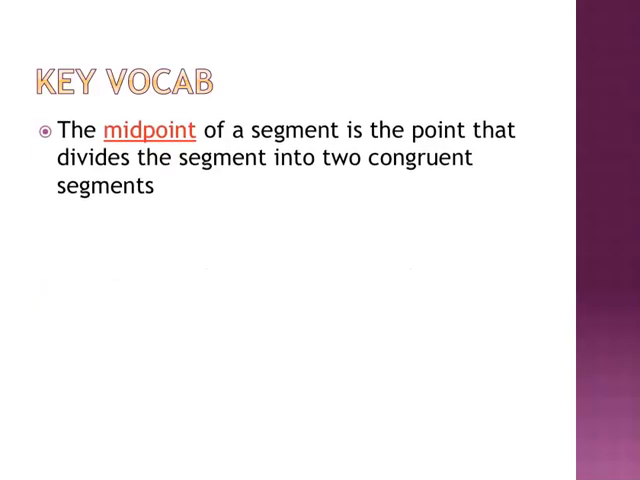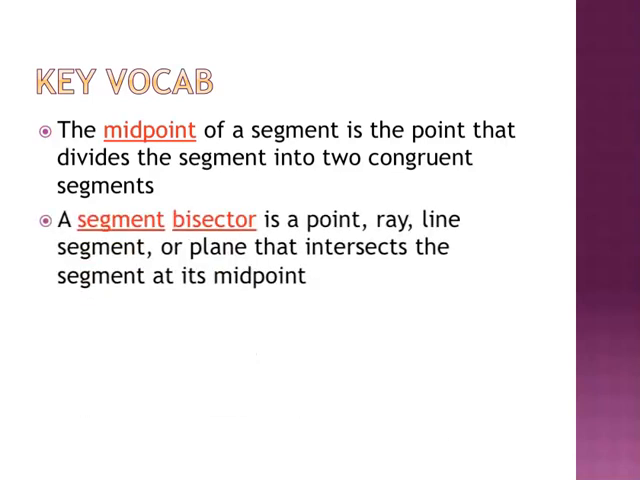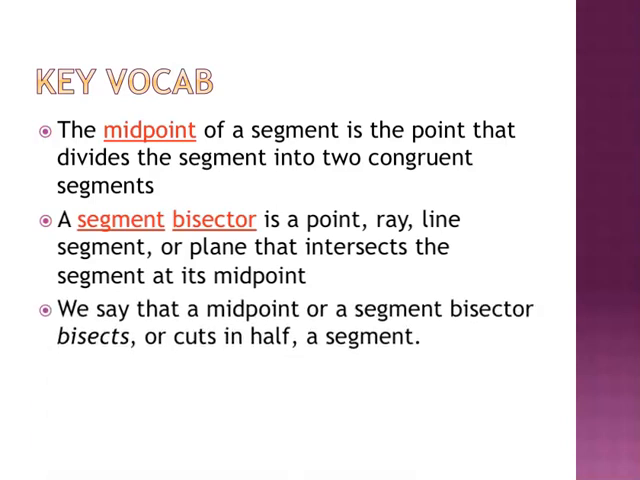So the midpoint of a segment is the point that divides the segment into two congruent segments. A segment bisector is a point, a ray, a line segment, or a plane that intersects the segment at its midpoint. So we would say that a midpoint or a segment bisector bisects, or in other words, cuts in half a segment. Take a look at example 1.